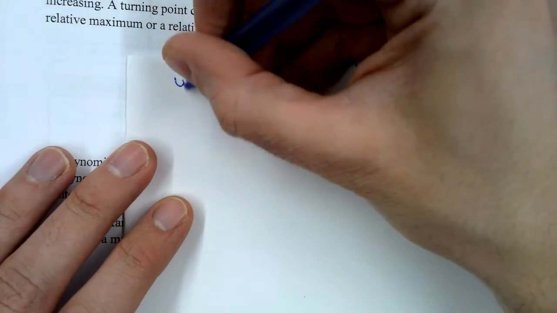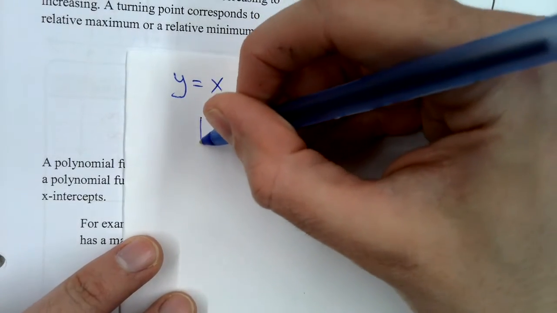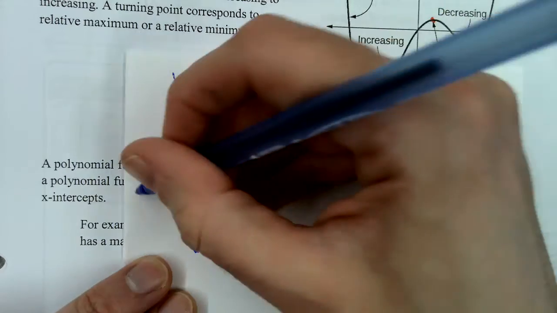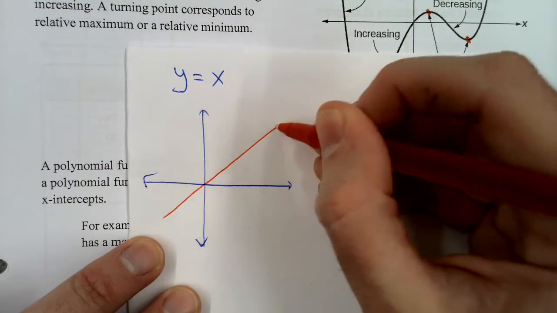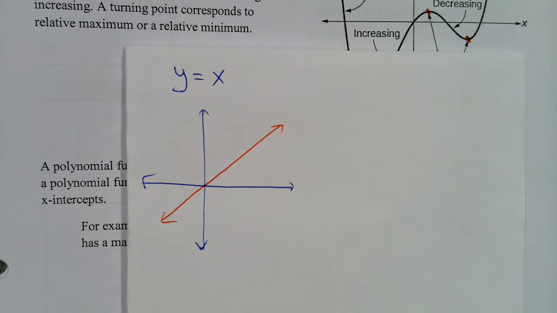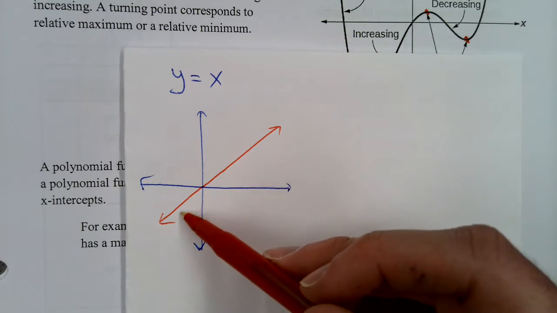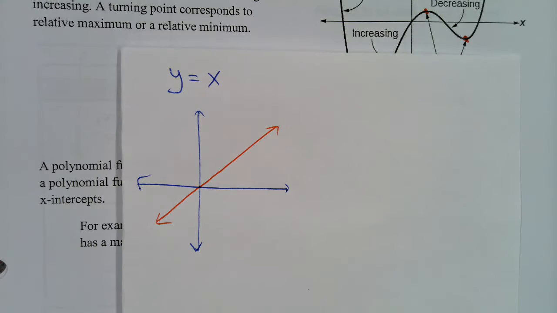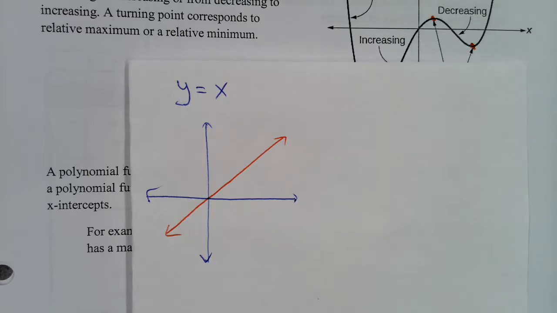Suppose we have y equals x. That has a degree of 1. So that graph looks like this. Since the degree is 1, it means there's 0 turning points. See how it never turns from increasing and decreasing, or vice versa? Because the degree is 1, it has a maximum of 0 turning points. And it crosses the x-intercept once.